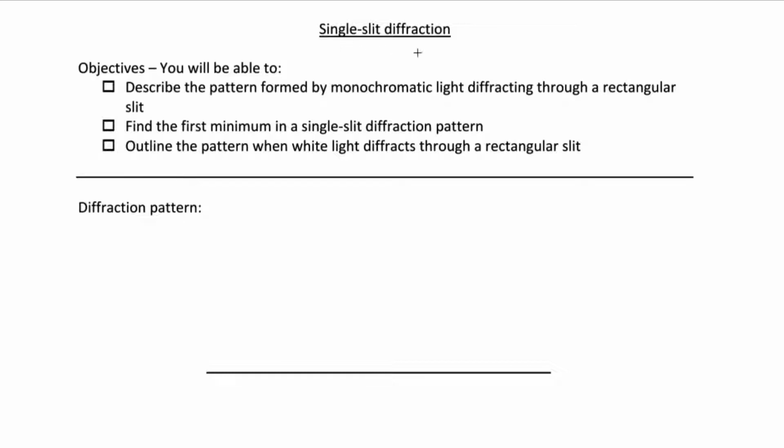In this lesson, we look at single-slit diffraction of light. Here are the objectives. Now, in a previous lesson, we've looked at diffraction, meaning the spreading of waves into the shadow region when they pass around an obstacle or through a gap. Let's look at that now in more detail.